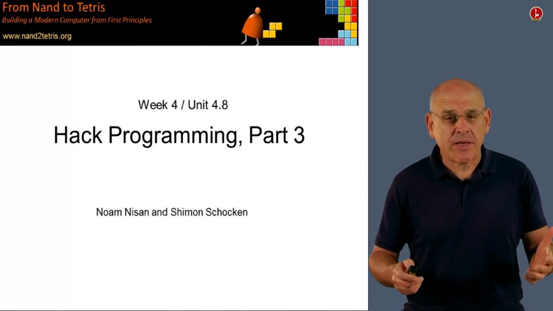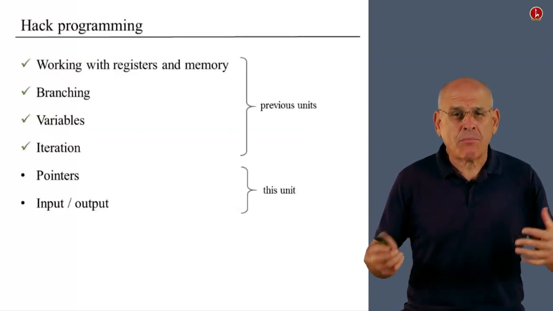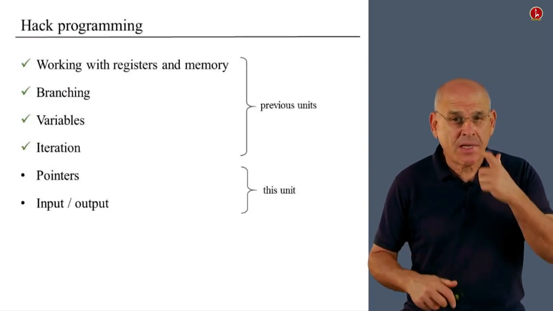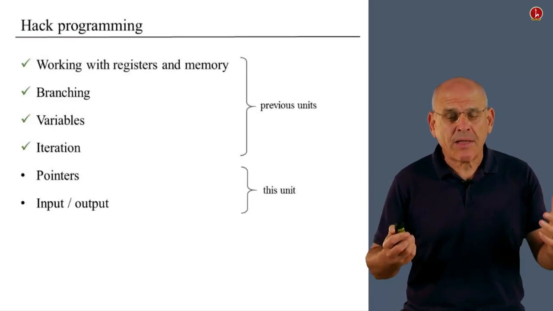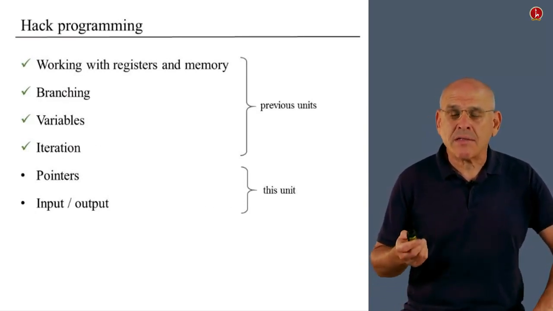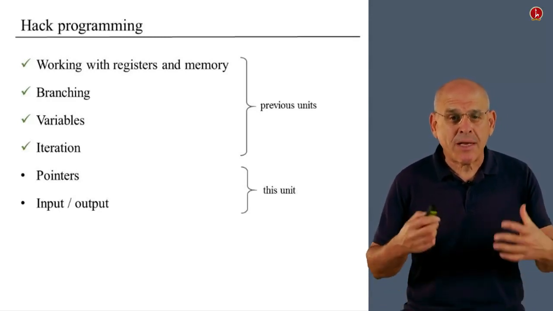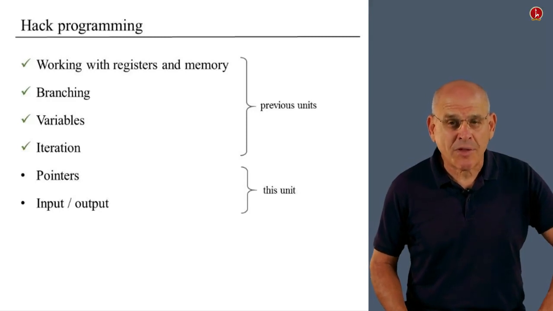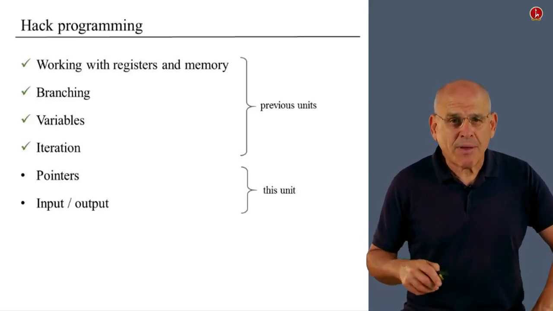In the previous 2 units, we talked about working with registers and memory, branching, variables, and iteration. What remains to be done in order to complete our survey of Hack programming is to talk about how we handle something called pointers, and how we write programs that manipulate our input and output devices. So that's what we'll do in the current unit. Let us begin with pointers.